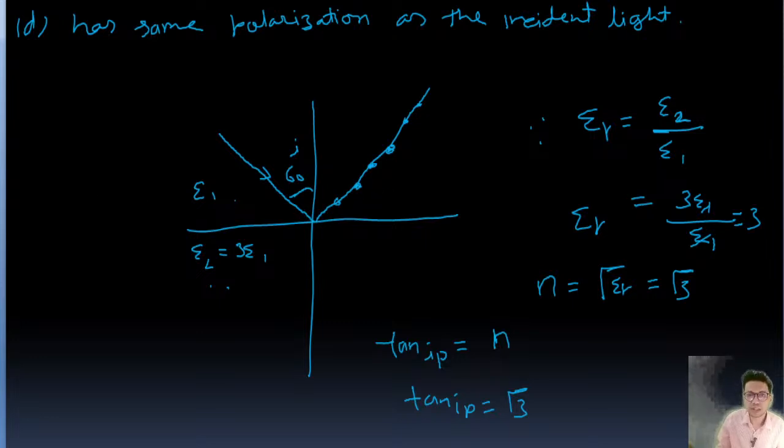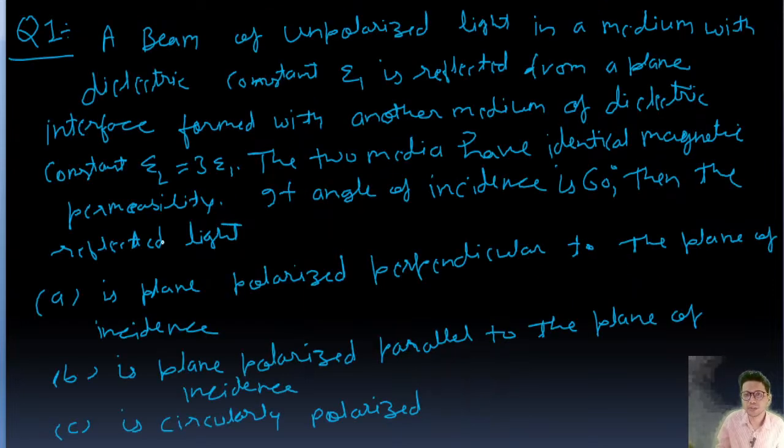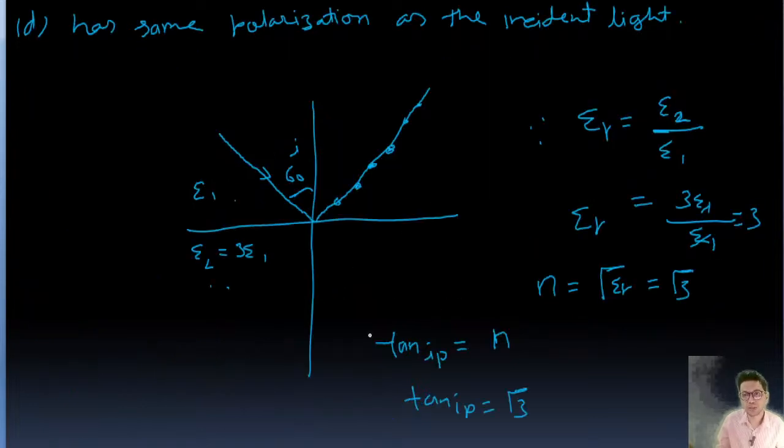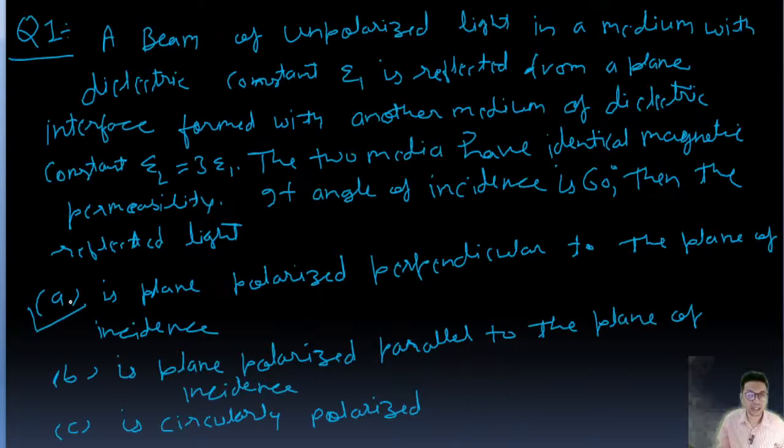So if the angle of incidence is equal to the angle of polarization, it means option A is correct. The light is plane polarized perpendicular to the plane of incidence. So this is the answer, guys: option A. A very simple question, and it's a CSIR NET physics PYQ of optics.